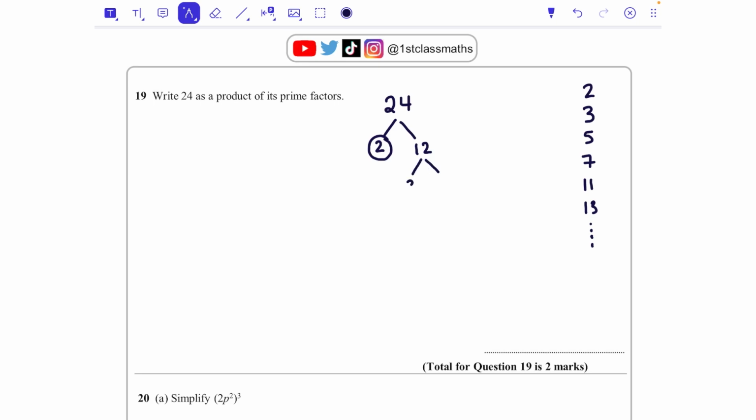So 12 is 3 times 4. You could have done 2 times 6. It doesn't make a difference. Circle a number if it's prime, which 3 is. 4 is not prime because it's in the 2 times table, so we can say that's 2 times 2. Circle both of those because 2 is a prime number.